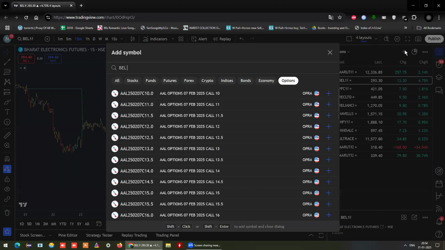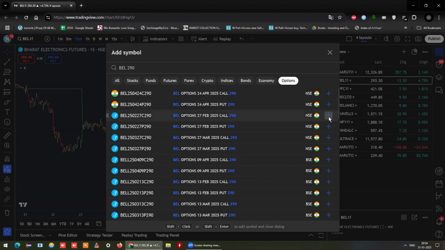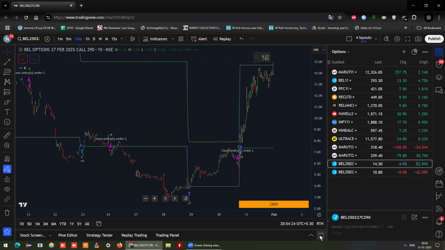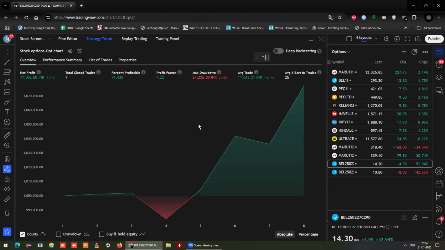PGL 390 call, and now let's see. Here we got a number of trades. As you can see, with a capital of 1 lakh rupees, it gave you 77,000.